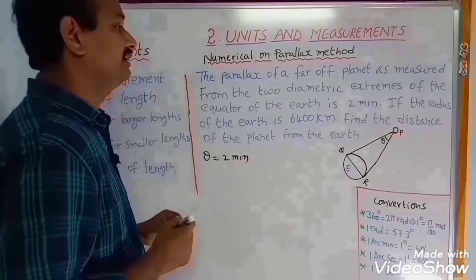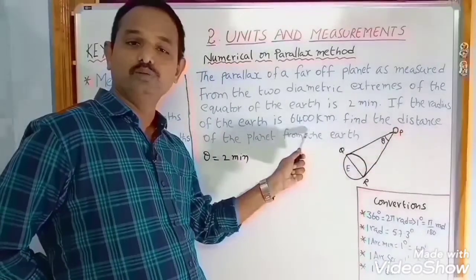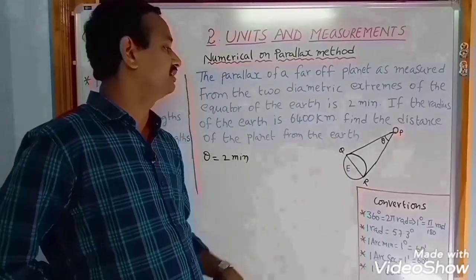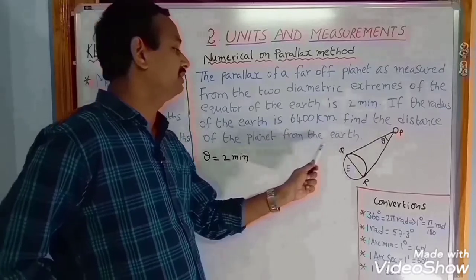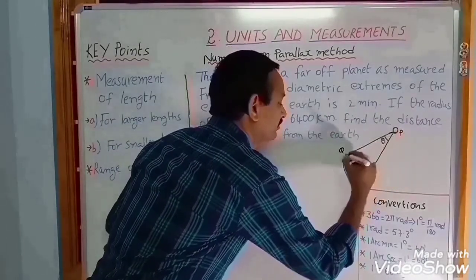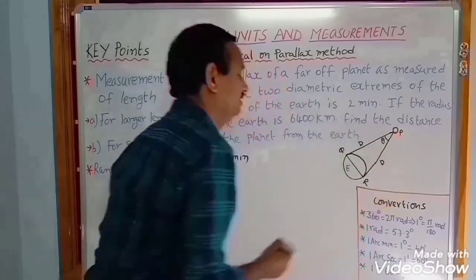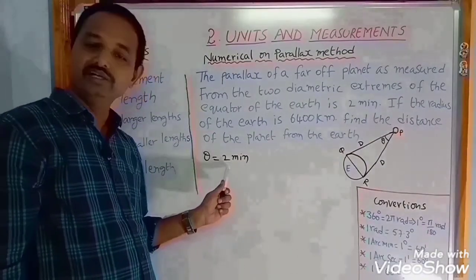Then the radius of the earth is 6400 kilometer. The radius of the earth is given as 6400 kilometer. Find the distance of the planet from the earth. So we need to find the distance of the planet from the earth. See, we need to find capital D. Okay. So here theta they have given in terms of minutes.